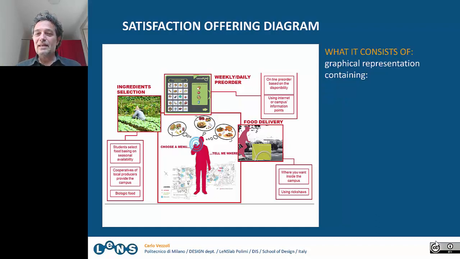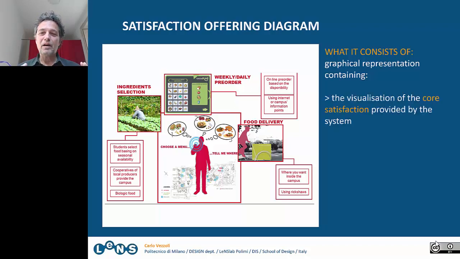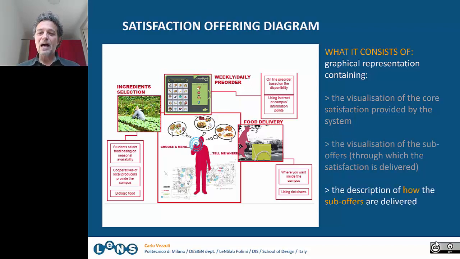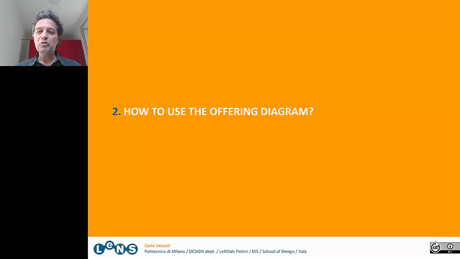Actually, it's a graphical representation that has a core satisfaction described inside. Then we have a visualization of the suboffers through which the core satisfaction is offered, and how these suboffers are delivered. How to use it?